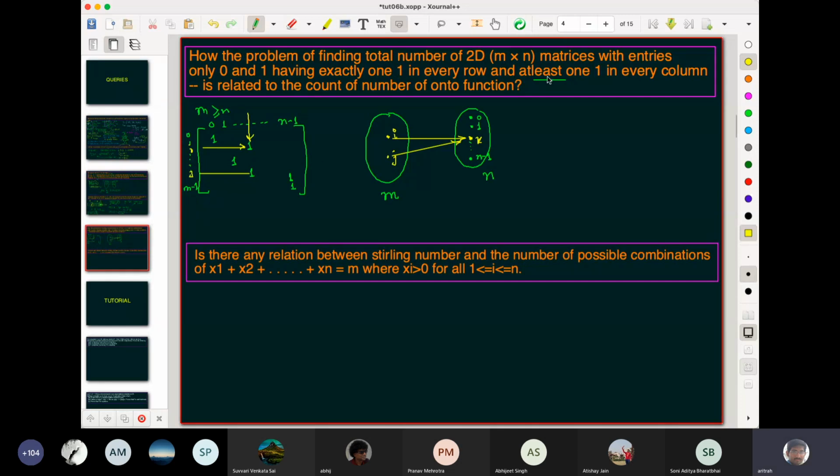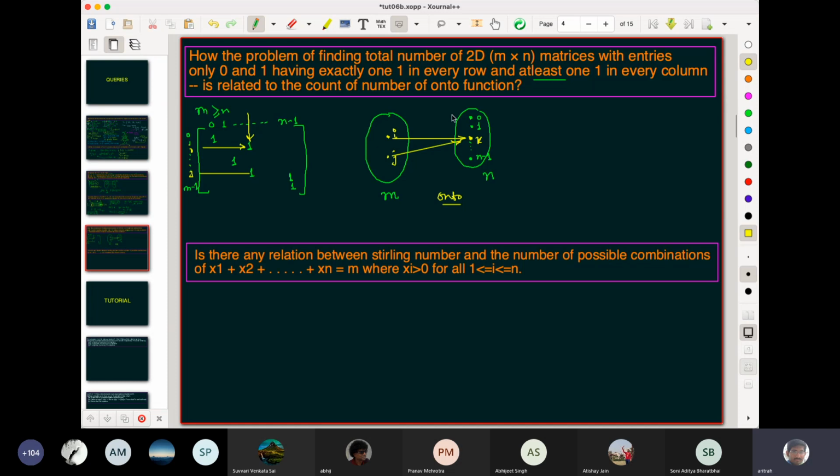Yes, sir. Now see, at least one in every column. So every column should have at least one pre-image from the rows. So this makes this function an onto function, because at least one in every column is there. Every column must be attached to some row at least once, maybe more, but at least one. So it makes it an onto function.